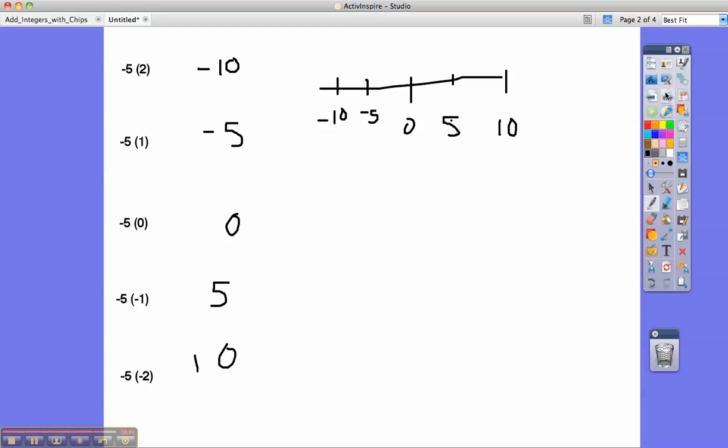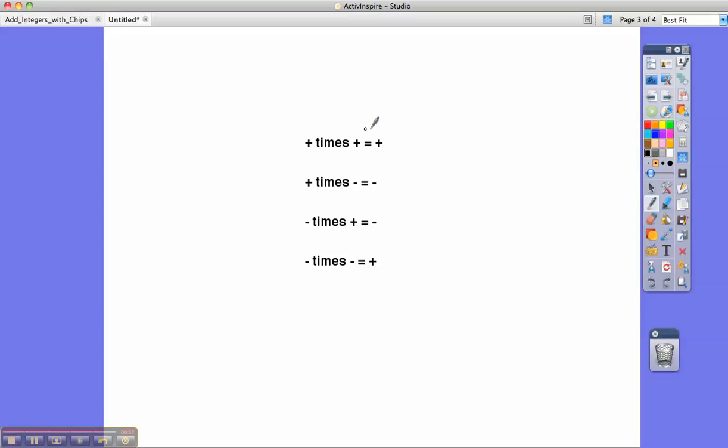So to sum up our rules, we're saying that a positive times a positive is positive. A positive times a negative is negative. A negative times a positive is negative. And a negative times a negative is positive.